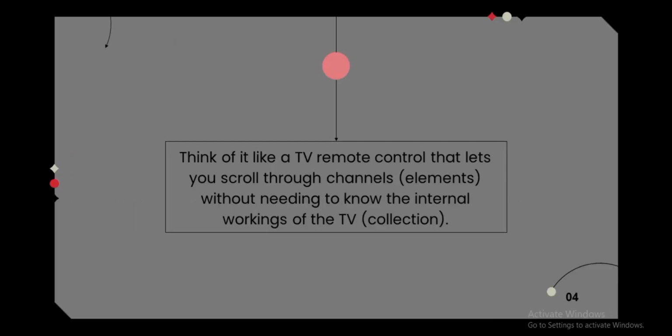Think of it like a TV remote control that lets you scroll through channels without needing to know the internal workings of the TV. For example, when you use a remote control, you don't need to understand how the TV processes signals or displays channels. Similarly, with the iterator pattern, you don't need to know how the collection is implemented or how it stores the elements. The iterator abstracts these details, providing a simple way to navigate the collection.